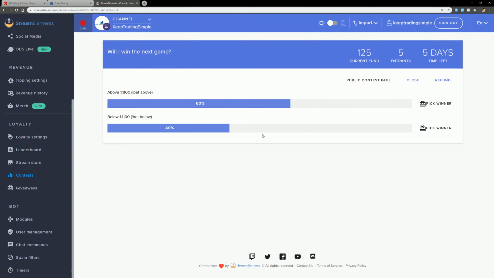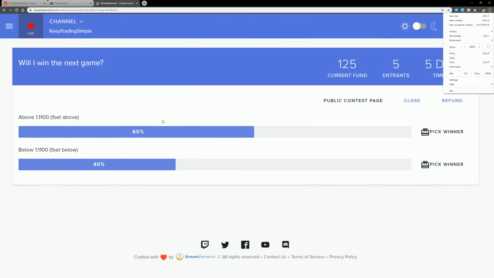So if you want above, the way that you do it is you do exclamation point bet above. You guys can see it right here? Just type this in. Exclamation point bet above and how many pip chips you want to throw into this bad boy. You just type that in. Okay? So right now, it's looking like everybody believes it's going to be above.